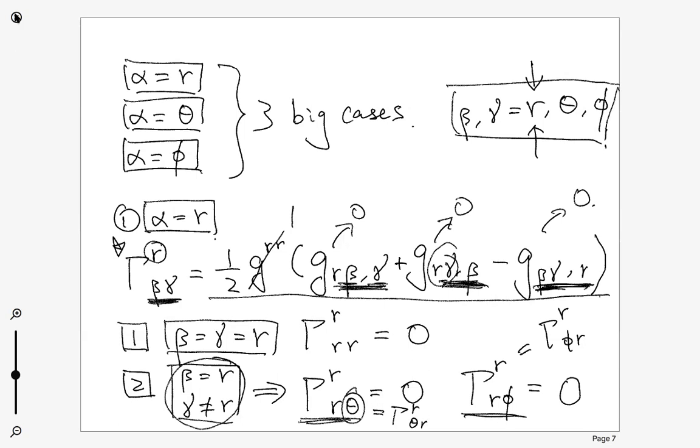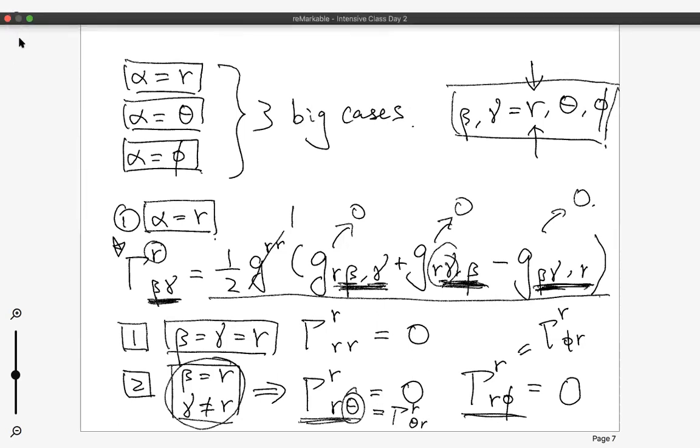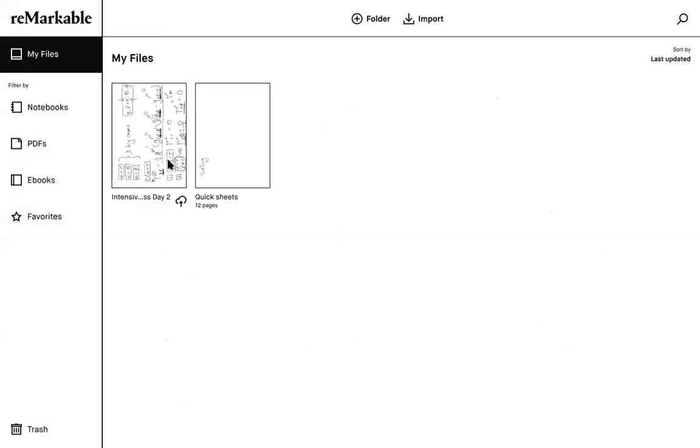Okay, what about the third case where both beta and gamma are not r?